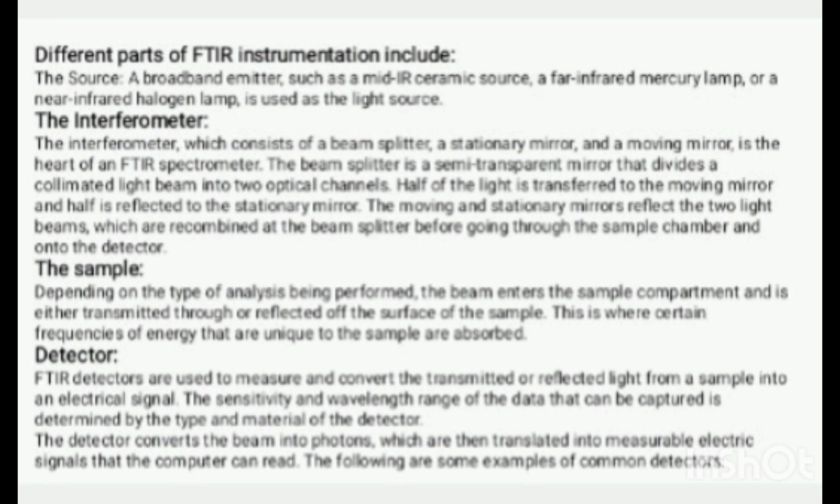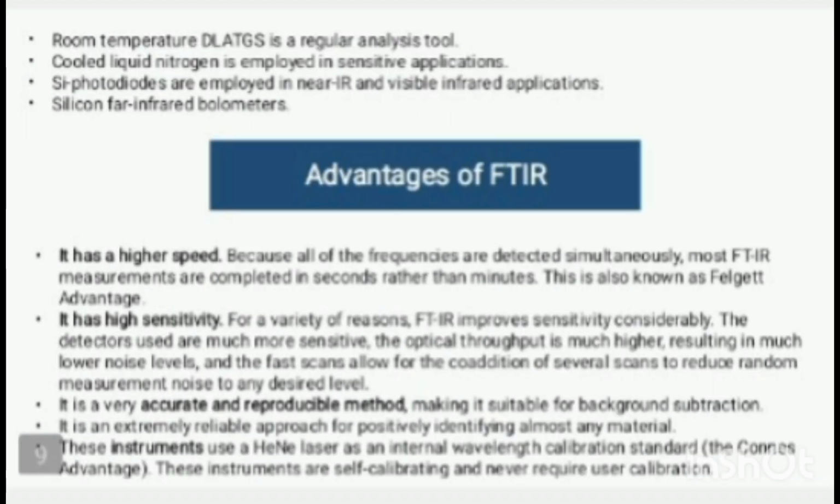FTIR detectors are used to measure and convert the transmitted or reflected light from a sample into an electrical signal. The sensitivity and wavelength range of the data that can be captured is determined by the type and the material of the detector. The detector converts the beam into photons, which are then translated into measurable electric signals that our computer can read. The following are some examples of common detectors, that is, room temperature is a regular analysis tool.